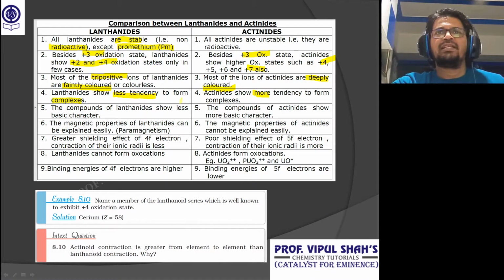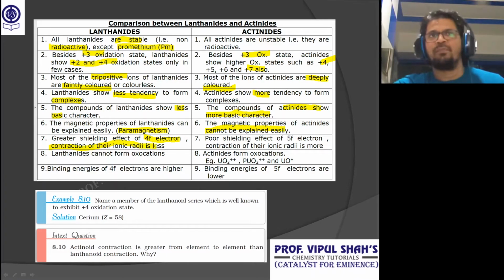Then lanthanides will be less basic, whereas here we say actinides are going to be more basic in character, because they are the ones which will be more basic. Again, the reason is the same, poor shielding. Alright, so here the magnetic properties are explained, that's its paramagnetic part, whereas here they cannot be explained because electrons are from, again, the 3, but they are deep inside. Then greater shielding is there of 4f. So if the shielding of 4f is more, the contraction in radii is lesser.